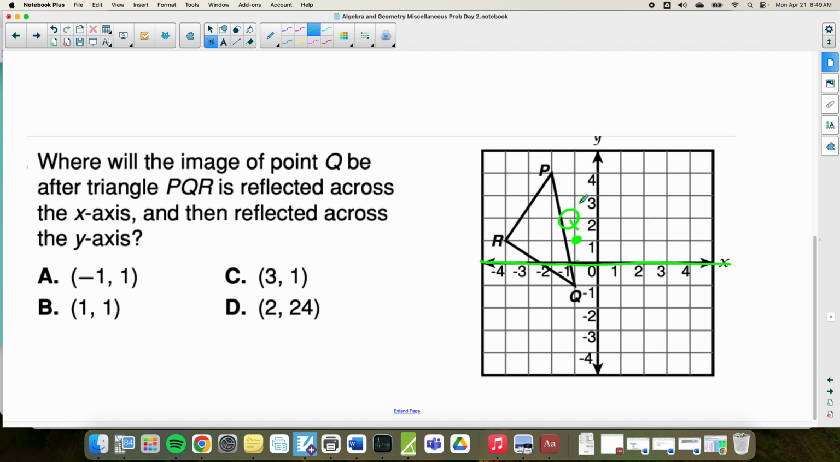Then we're going to reflect over the y. That's 1 away. So we're going to make a new Q right here. And that's Q double prime. And that's our answer because they want to reflect it over the x and then the y. So it would be 1, 1. Okay?